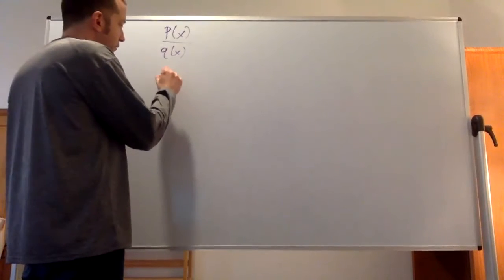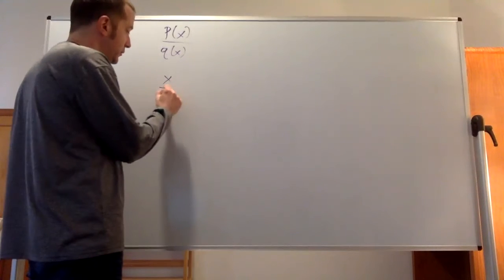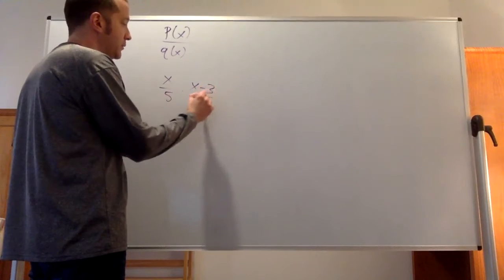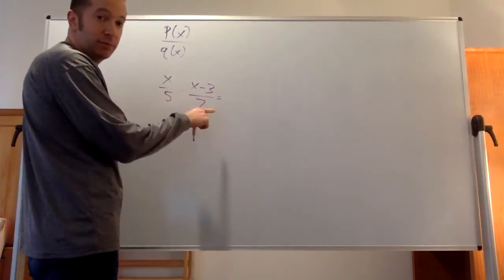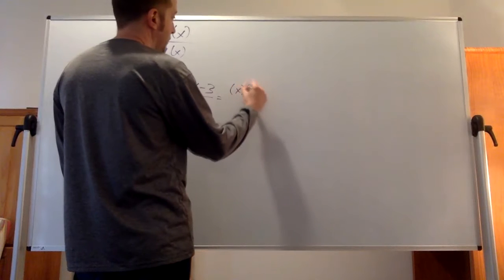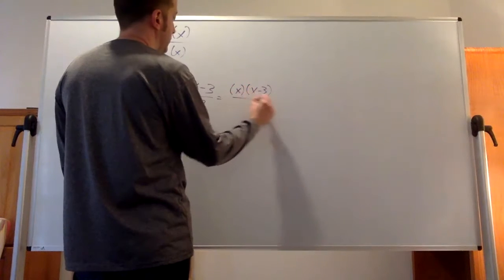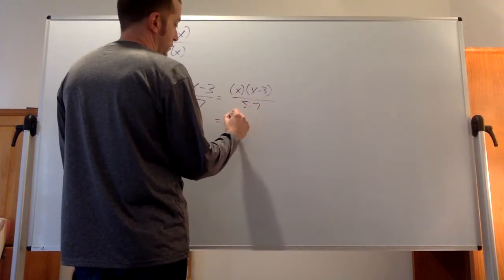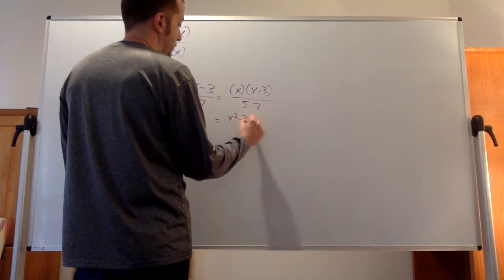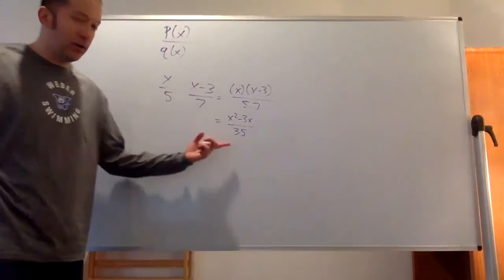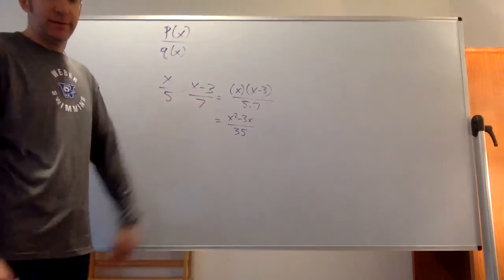Because these things are basically fractions, we're just going to multiply them as though they are fractions, which means you multiply the top and you multiply the bottom. So that's x times x minus 3 over 5 times 7. So it's x squared minus 3x over 35. That's how you would multiply this and this.